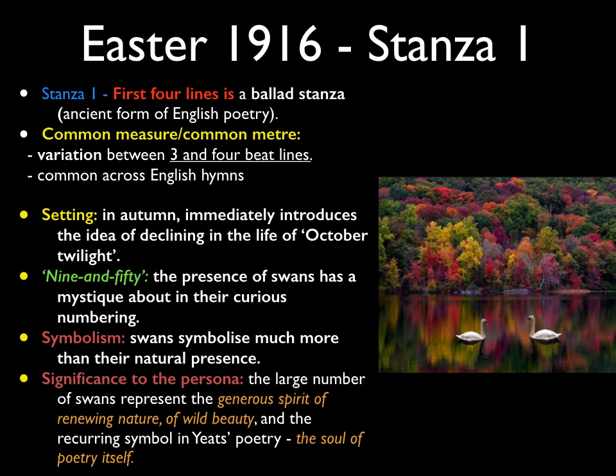The first 4 lines is a ballad stanza, an ancient form of English poetry. There's a common measure and a common metre. There's a variation between 3 and 4 beat lines that are common across English hymns. The setting in autumn immediately introduces the idea of declining in the life of October twilight. Again, the season of autumn in October in the northern hemisphere here. There's a decline in light because the days are getting shorter in autumn, leading into the European winter. This is also symbolic of the twilight of Yeats's life.